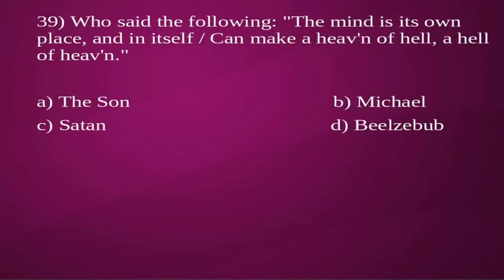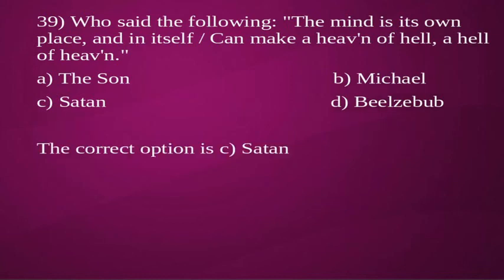Question number 39 is, who said the following? The mind is its own place and in itself can make a heaven of hell, a hell of heaven. Option A, the sun. Option B, Michael. Option C, Satan, and option D, Beelzebub. The correct option is C, Satan.